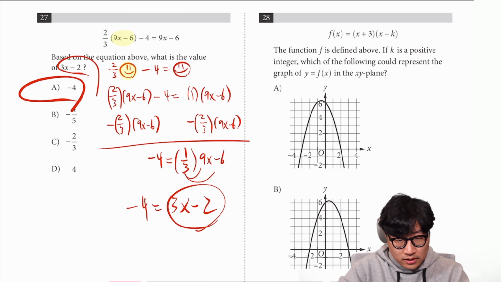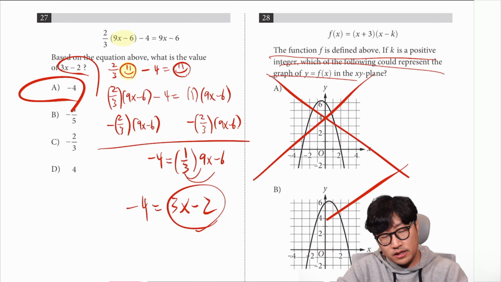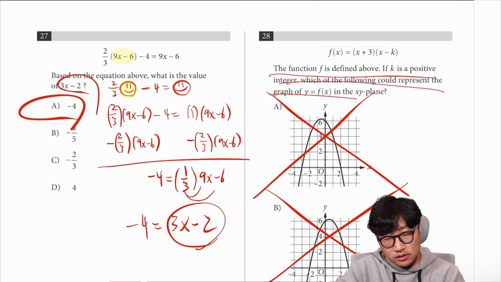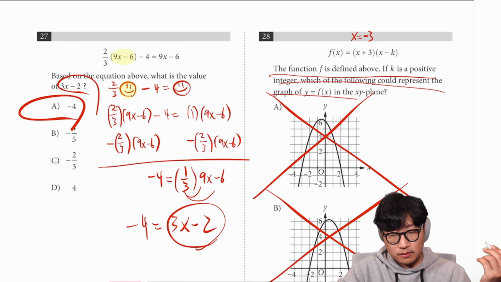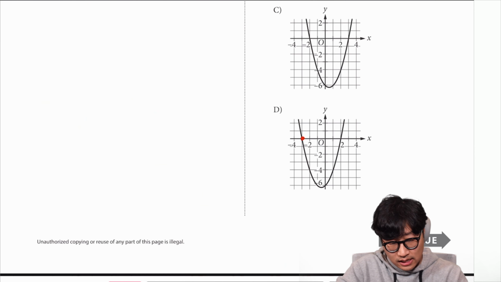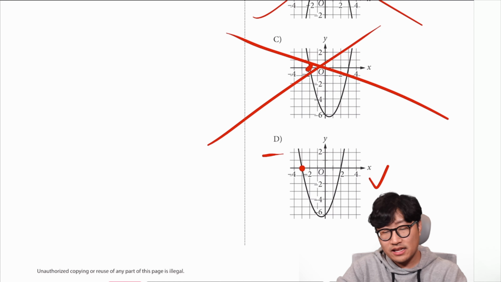Number 28, which of the following is the graph? Okay, so first of all, there's no negative in the front, right? So that's why A and B are out. Well, I would have started from the bottom anyway, but you get the point. So x is equal to negative 3 is one of the zeros. The other zero, I don't know because I don't know what the k is. But negative 3 should be one of the two zeros. So if you look at D, it's got negative 3. That's cool. But C has negative 2. That's not it. D it is.